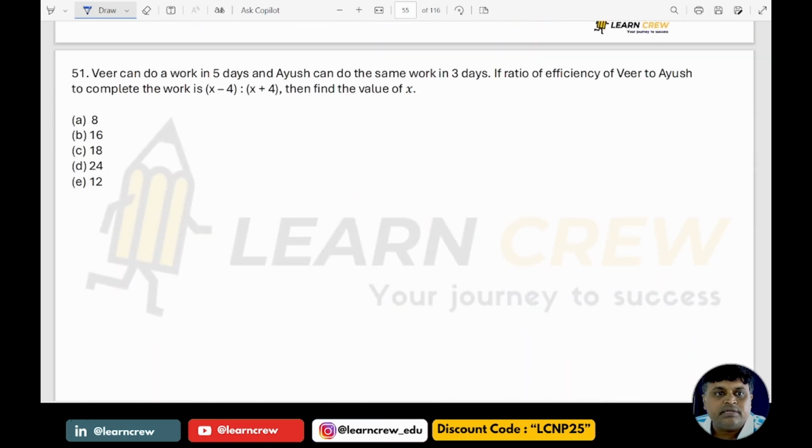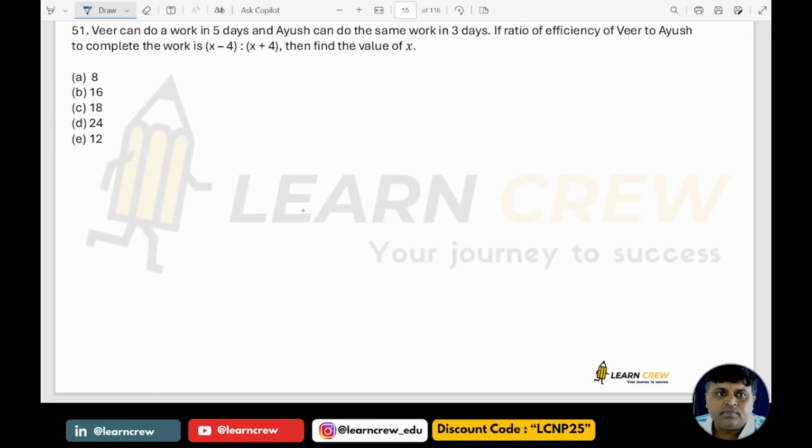Now question number 51. Veer can do a work in 5 days. Ayush can do the same work in 3 days. So times taken are in the ratio 5 is to 3. So their efficiencies will be in the ratio 3 is to 5.